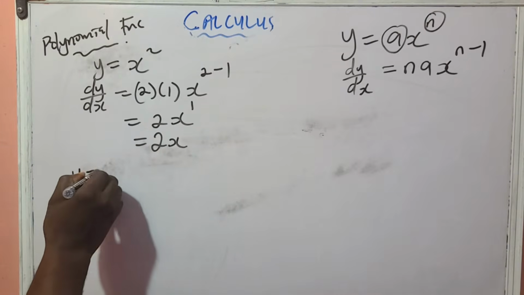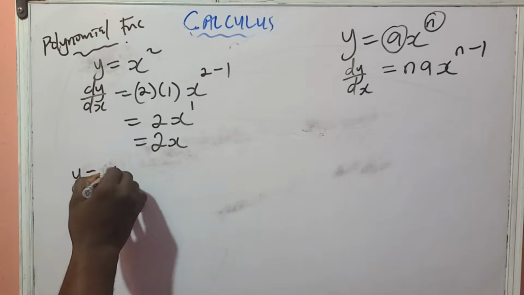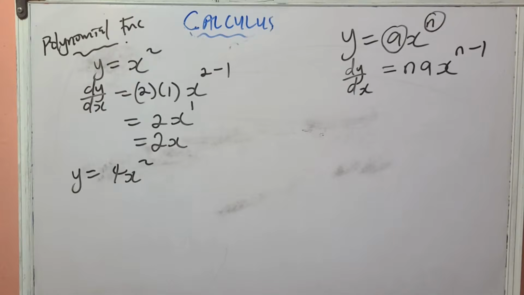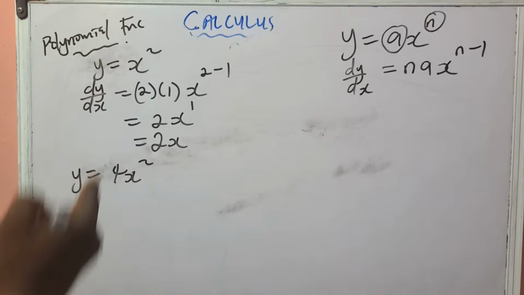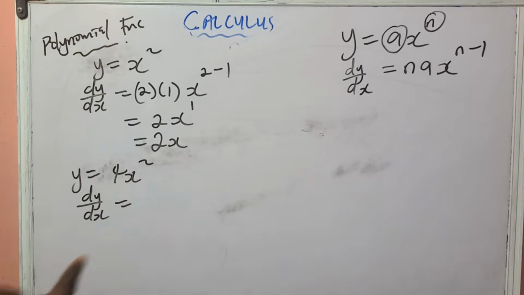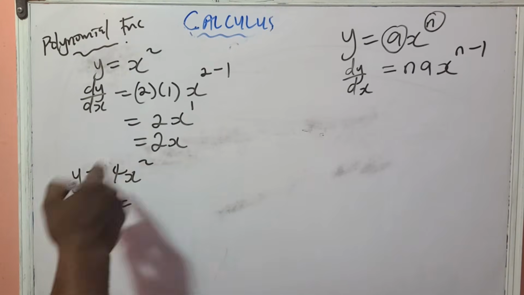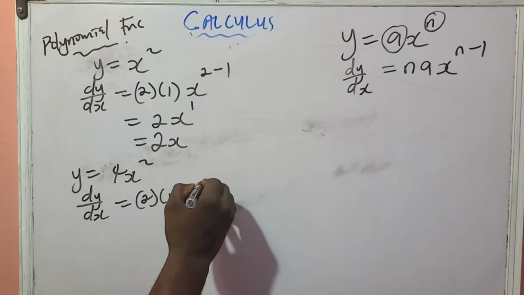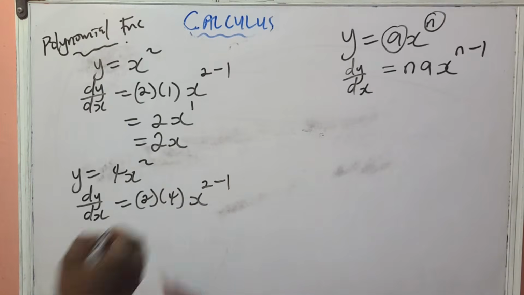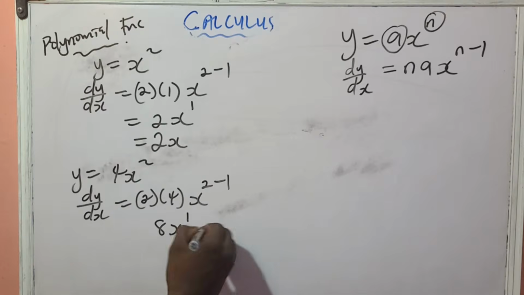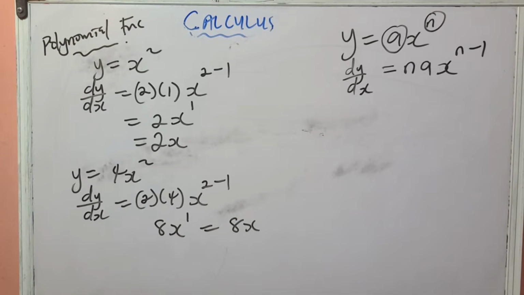Look at another one. We have y equals 4x raised to the power of 2. How do we solve this question if you are to find the derivative of y with respect to x? Again, you will multiply the power with the coefficient. That will be 2 times 4. Then the x, you subtract 1 from the power. This will be 8x raised to the power of 1, which is equivalent to 8x. You can see how simple this is.